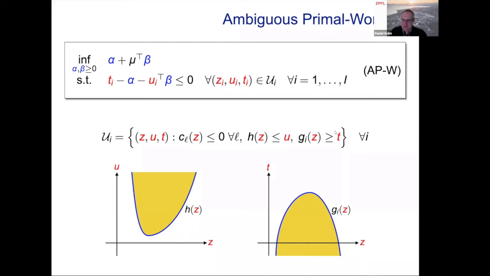Now, the resulting problem is finally an instance of the primal-worst problem studied in the last part of the talk. Indeed, the bilinear constraint functions are never equal to minus infinity, and thus they are PCC in alpha and beta, so that's fine. In addition, the augmented uncertainty set is fully characterized by convex inequality constraints, and that's also what was required. In the following, I therefore refer to this optimization problem as the ambiguous primal-worst problem, APW.